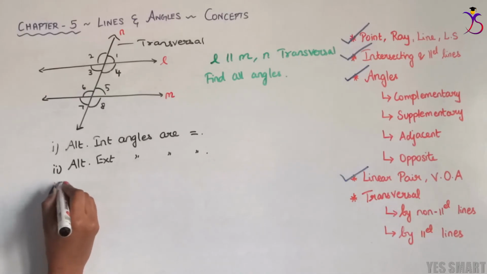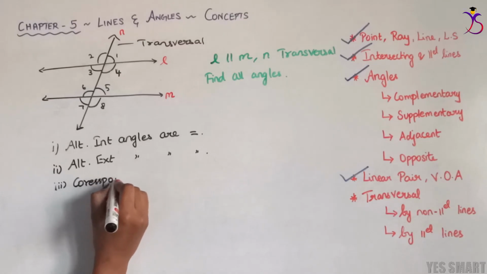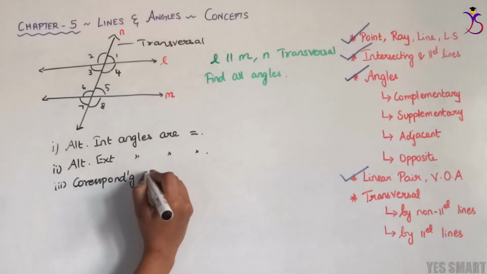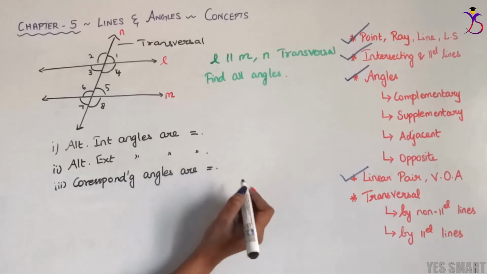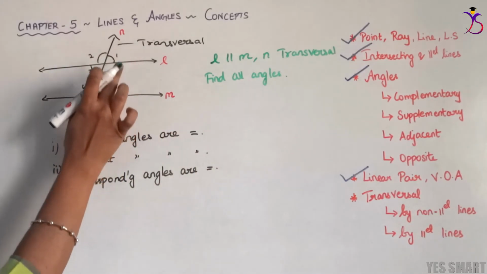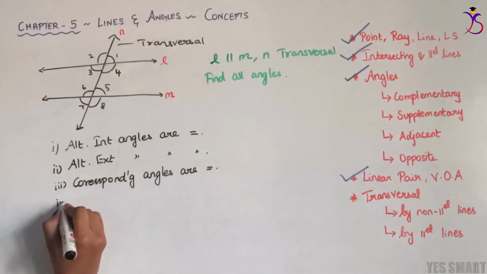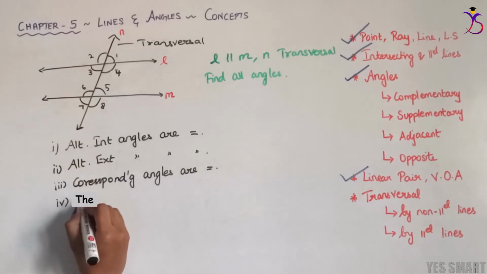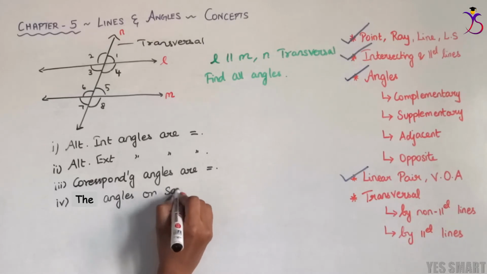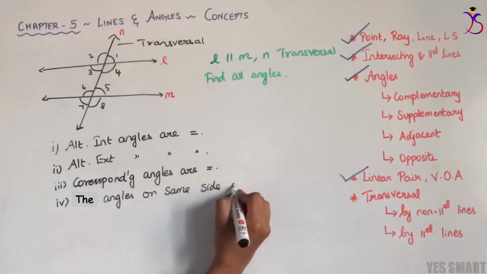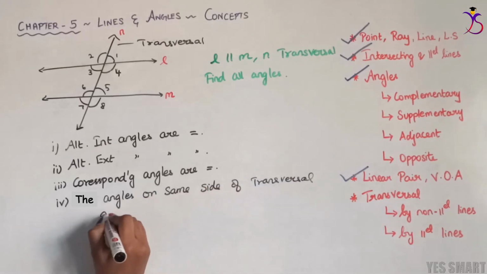The third property of a transversal when it cuts parallel lines is that corresponding angles are equal. We already know what the corresponding angles are. So here angle 1 equals angle 5, angle 4 equals angle 8, angle 2 equals angle 6 and angle 3 equals angle 7. Now the fourth property: the angles on the same side of the transversal are supplementary. That is, co-interior angles are supplementary, and co-exterior angles are supplementary.